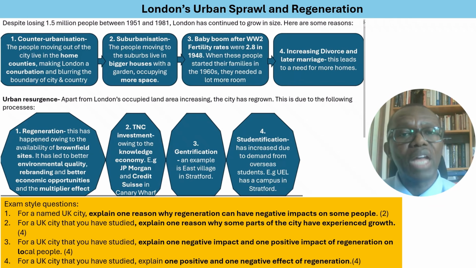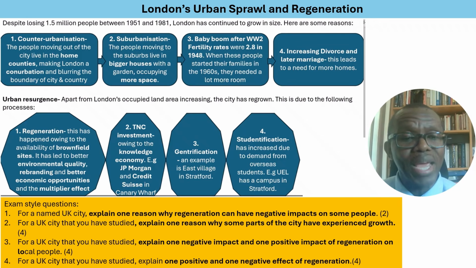The next thing that we are going to talk about is urban resurgence. So apart from London's occupied land area increasing, the city has also regrown. So it's not just the surface area, so to speak, of London that has increased, but within the city itself, there has been growth. And this has been due to the following processes.